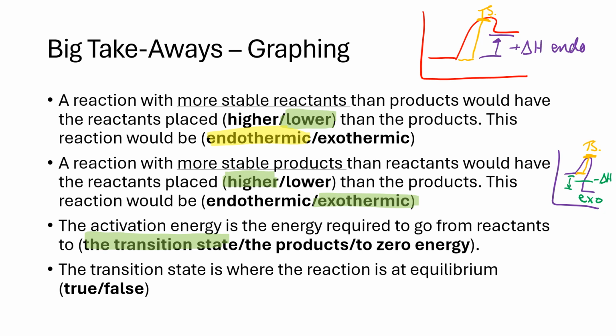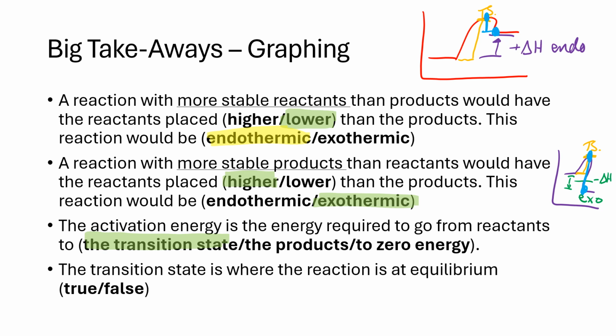You could also have an activation energy that went from products to the transition state, but if that was the case, you would be going in the reverse order. So I'll draw that in this light blue. If I went from products up to the transition state, this would be my activation energy for the reverse reaction. And for the top one, if I went from products to the transition state, this would be my activation energy for the reverse reaction.